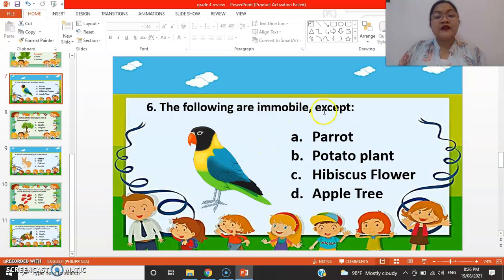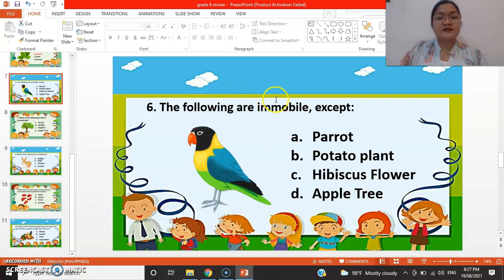The following are immobile, except. When we say except, which is the different one? Letter A, parrot. Letter B, potato plant. Letter C, hibiscus flower. Or letter D, apple tree.